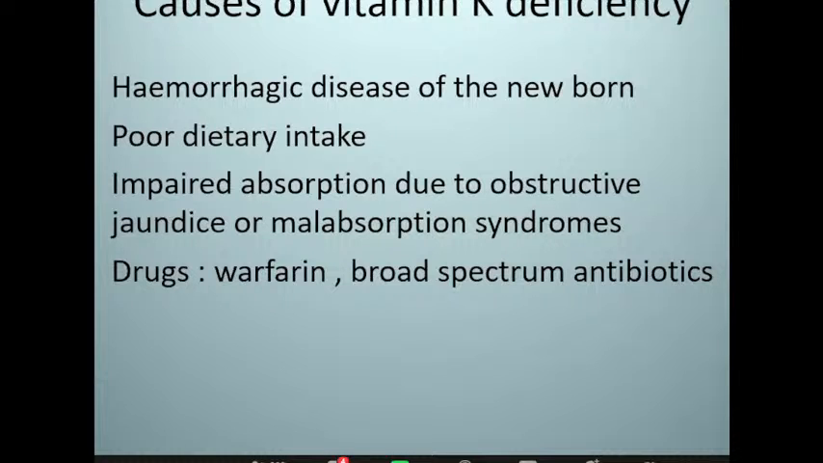But more importantly, the coumarin derivatives that we use as anticoagulants, like warfarin and so forth, are vitamin K antagonists. They prevent gamma carboxylation of the vitamin K dependent factors, and they present like vitamin K deficiency.